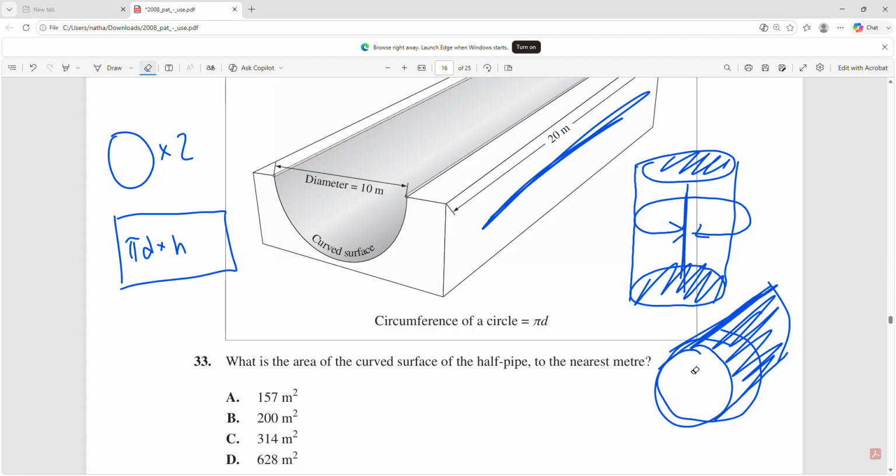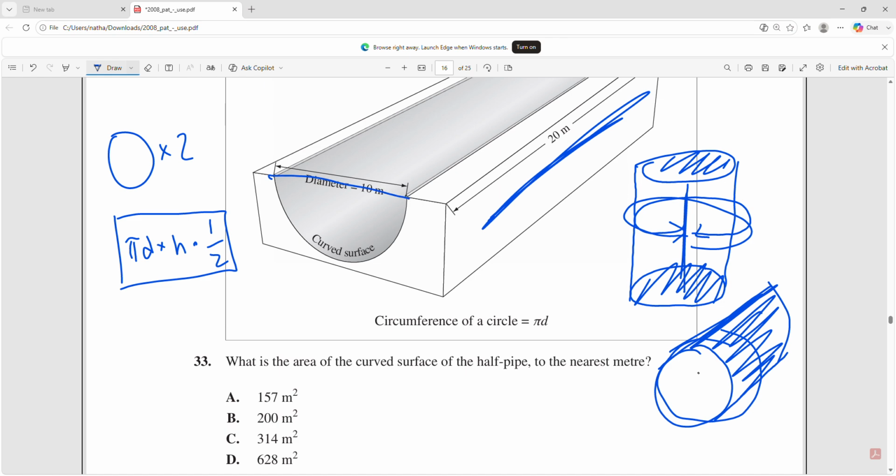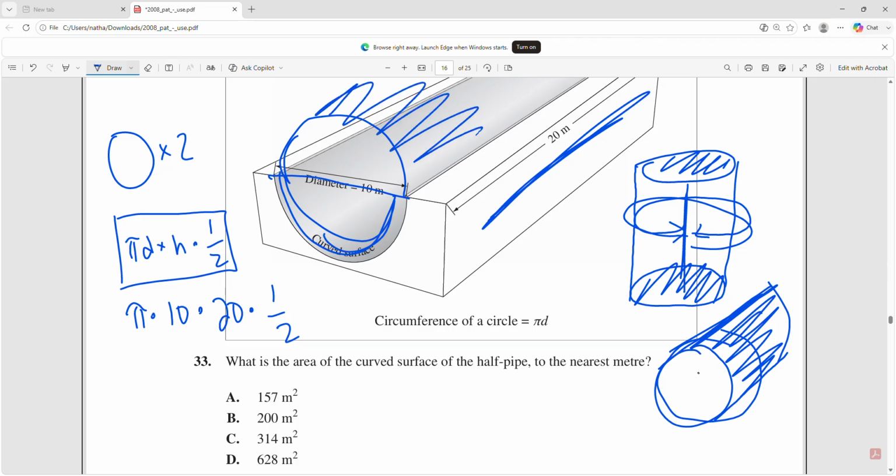Okay, but in this case, we only want half of that. So we're going to do that, but then we're also going to multiply by 1/2 because we're not talking about all the way around a cylinder. We're talking about just half of it, right? So we would take pi times our diameter of 10 times the height, which is 20. And we're going to take half of that because we only have a half pipe. We don't have a full cylinder, right? If we did, then we would have all this area up here too.